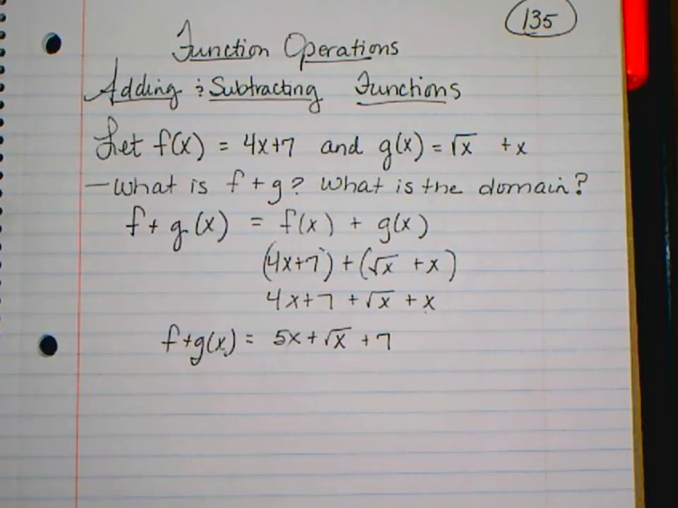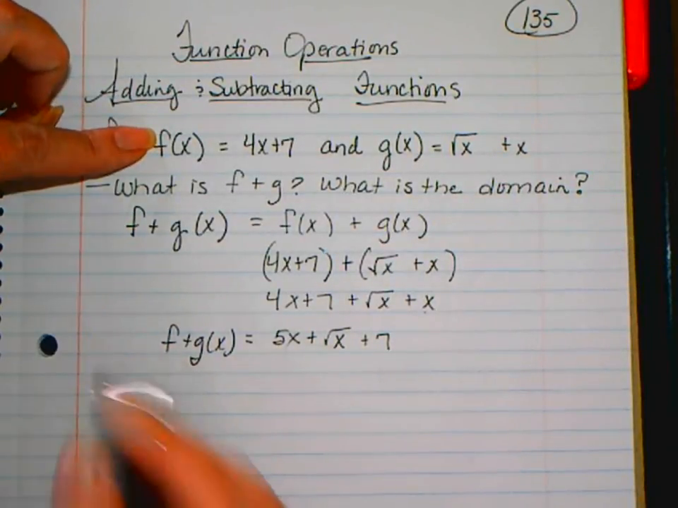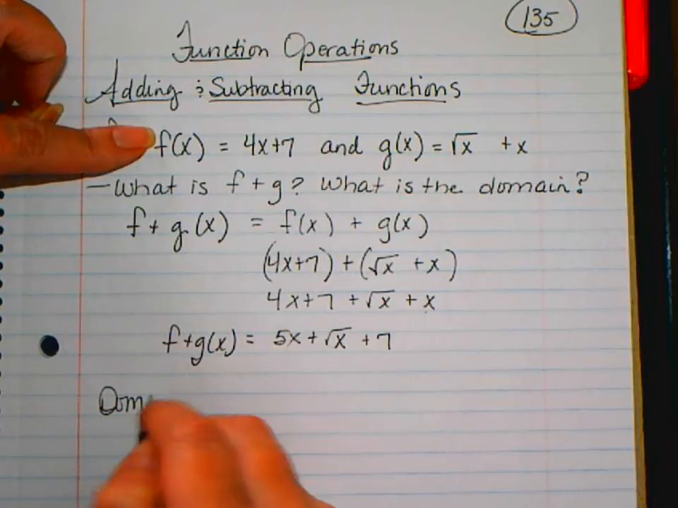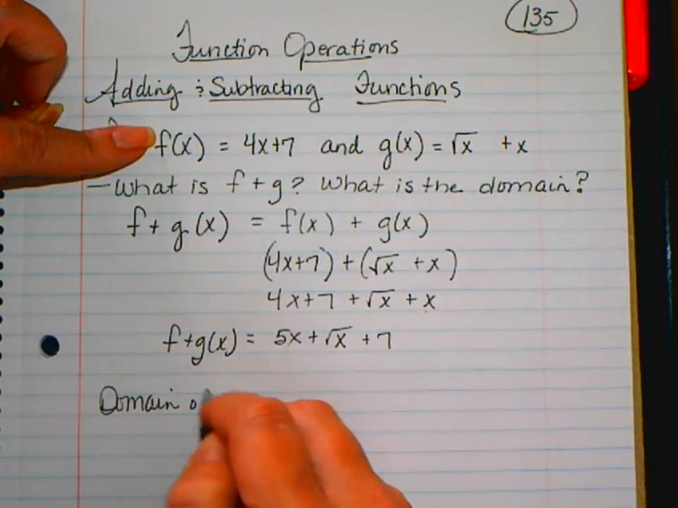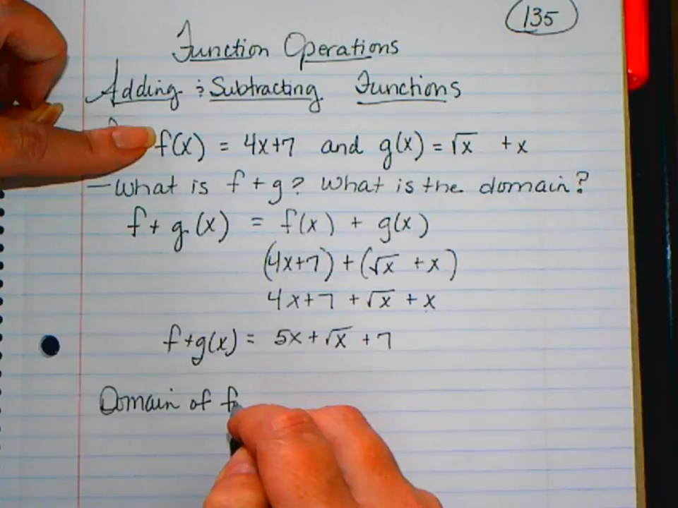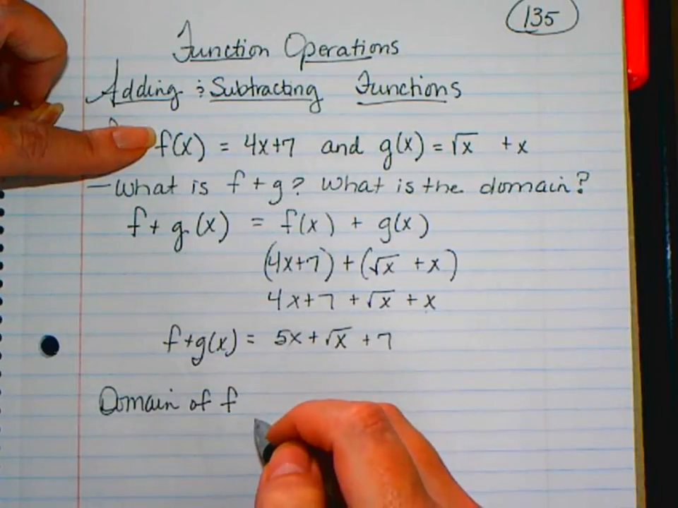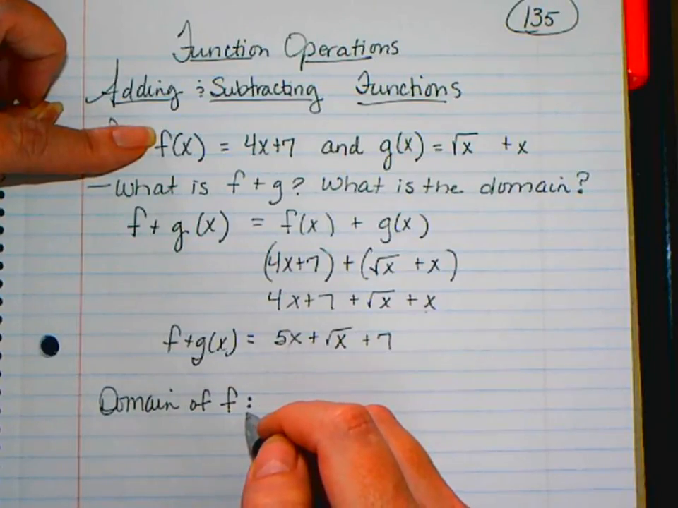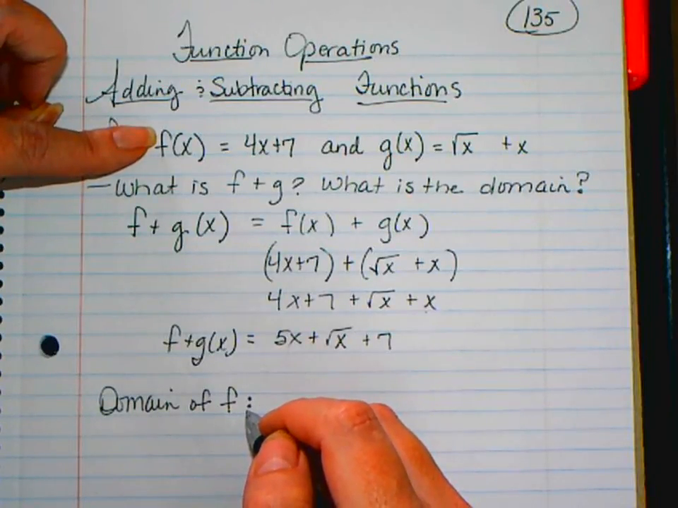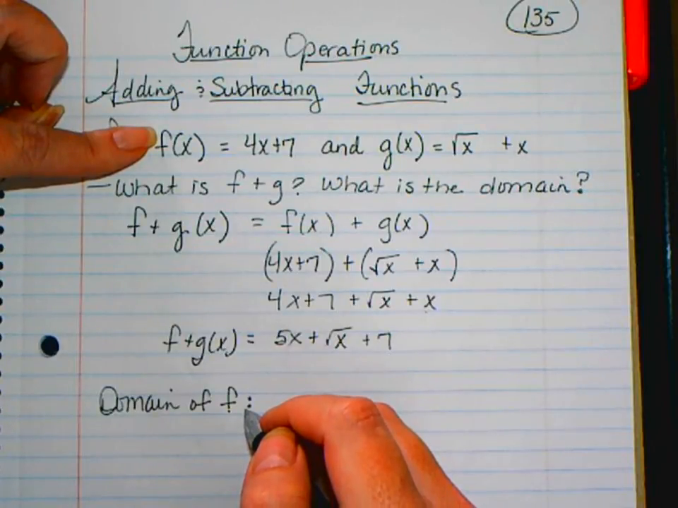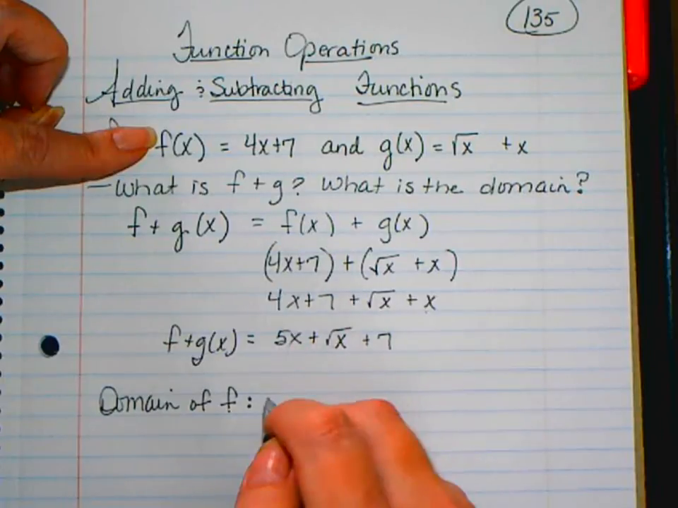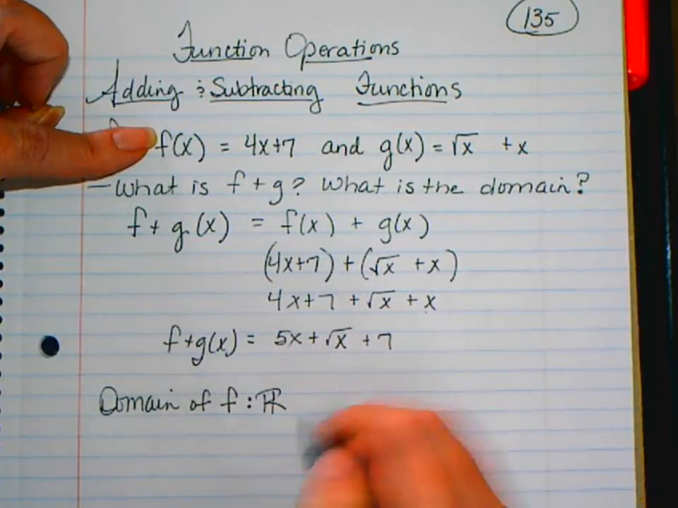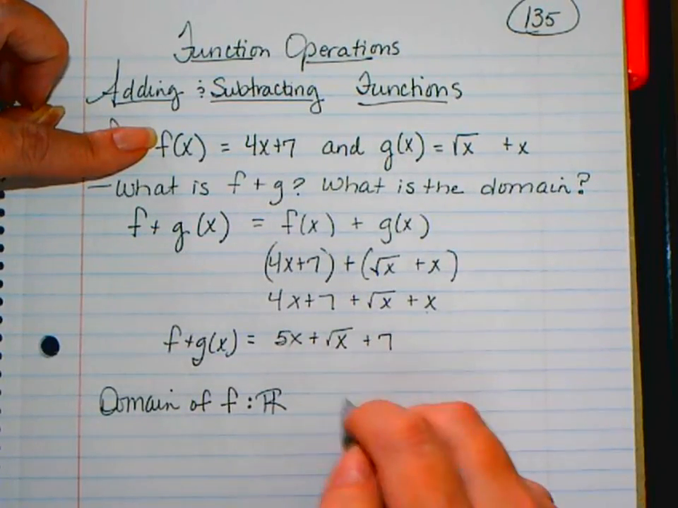Let me talk about the domain of f and the domain of g. So the domain of f is what? If you just talk about f all by itself, it's going to be a line. Are there any values that I can plug in for x that aren't going to be possible? No. So our domain would be all real numbers.